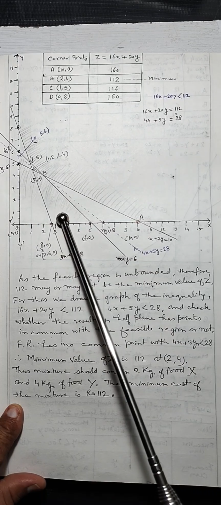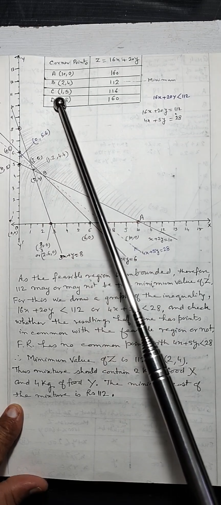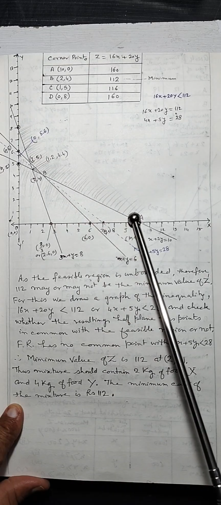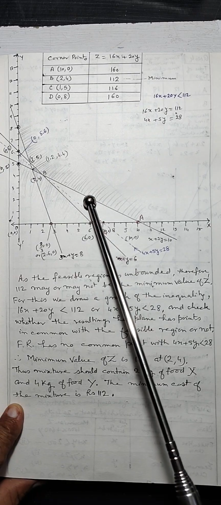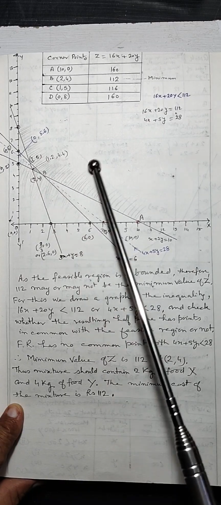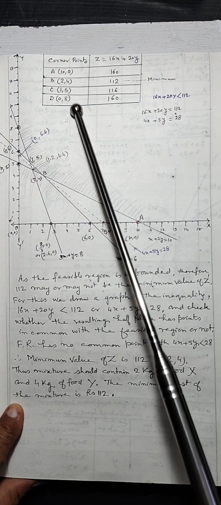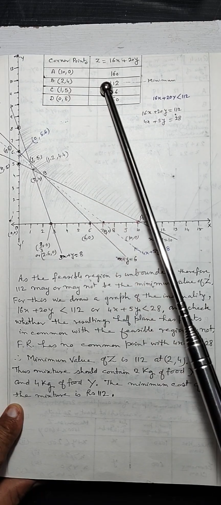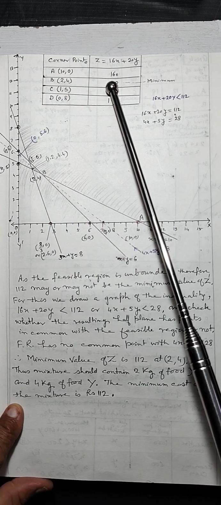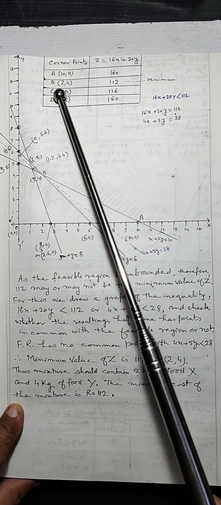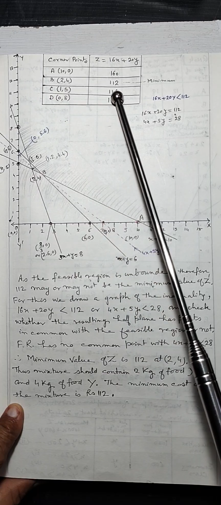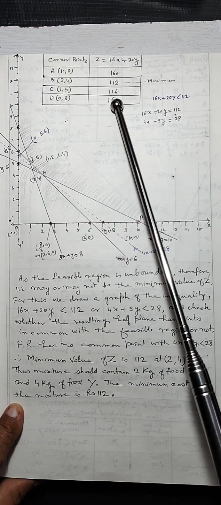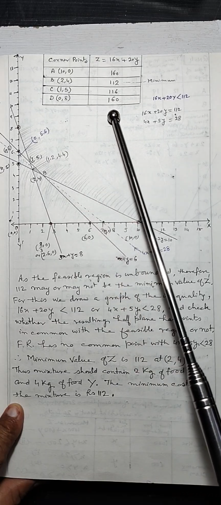Now with the help of these graph lines, we can draw the feasible region, that is, the unbounded region here, because you see the upper part of it has been shaded here. So the corner points are A, that is 10, 0. If you solve it, you will get the objective function, that is 160. B, that is 2, 4, 112, this is the minimum. And C, that is 1, 5, 116. And D, that is 0, 8, 160.